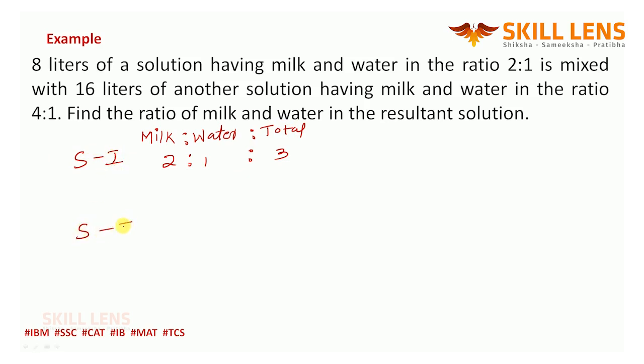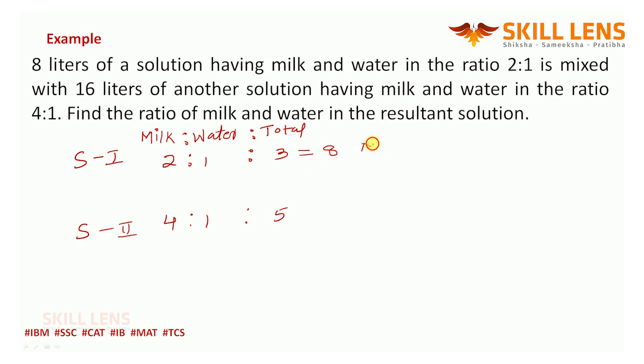What happened to solution 2? So the milk ratio is going to be what? Which is 4:1. So can I say the total is going to be 5 parts? Yes. But the total is equal to how many liters? 8 liters. Right? So out of this, what is the question? Find the ratio of milk and water in the resultant solution.